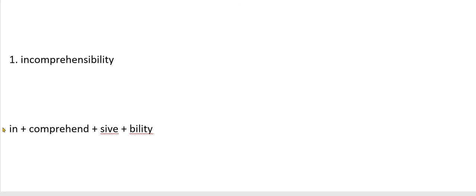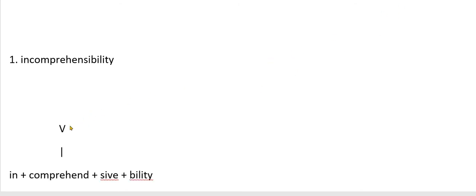So let's look at number one. I have 10 words that we're practicing right now. I'm going to guide you through step by step how to do a word diagram of incomprehensibility. Step one is to separate it into four parts. We have in, comprehend, sive, S-I-V-E, then ability, B-I-L-I-T-Y, right? So we have those four parts.